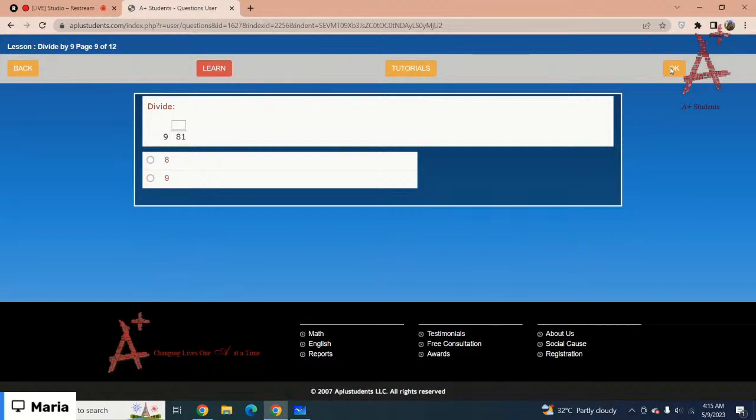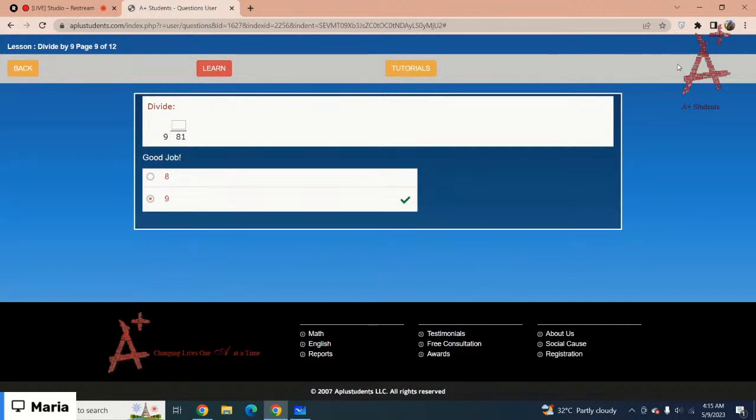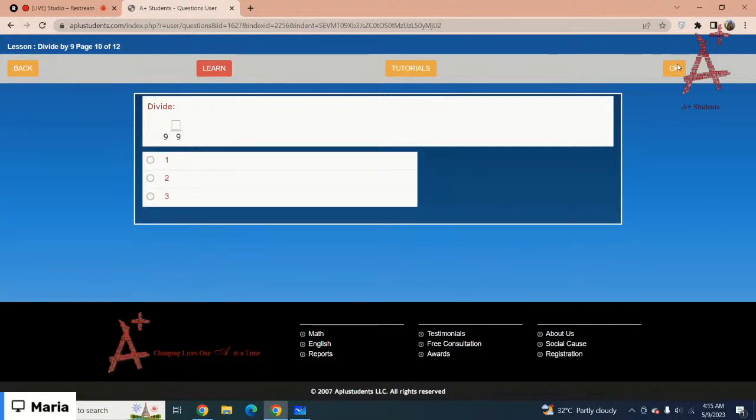9 times 9 makes 81, so it would be 9. 9 times 9 is 81. Okay, 9 divided by 9. 9 times what number is 9? 9 times 1 is 9.